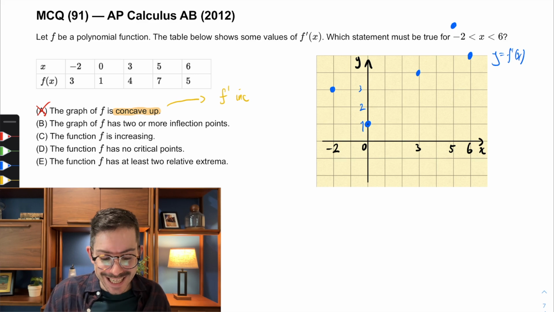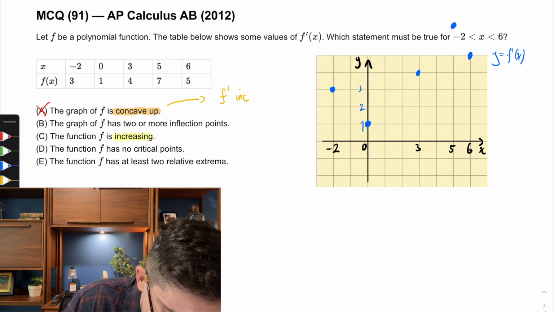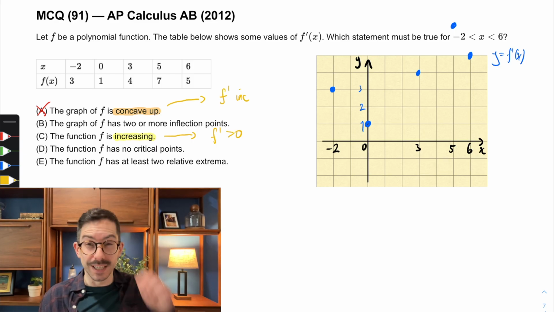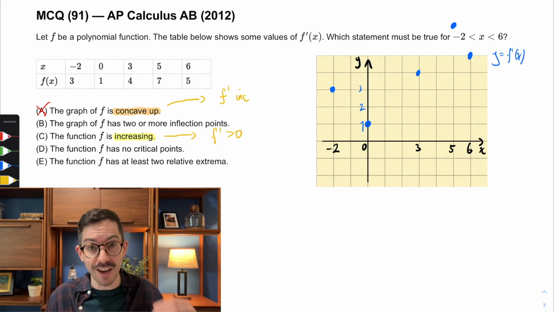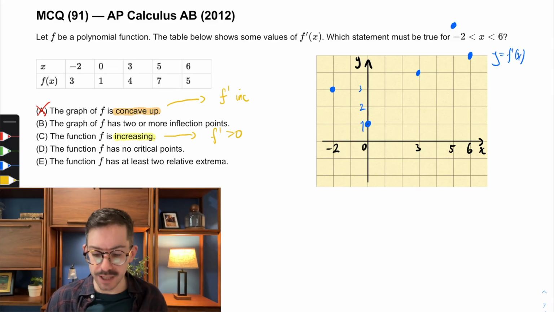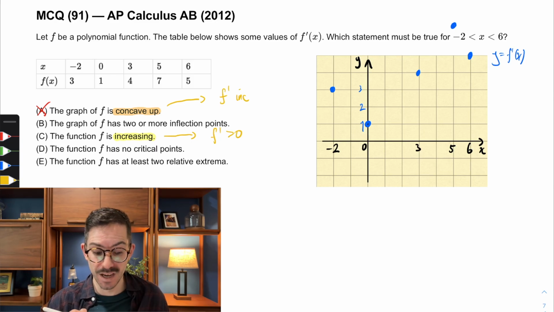Answer choice C says the function f is always increasing. If f is always increasing, that means that f prime should always be positive on this interval. The sign of f prime detects whether f is increasing or decreasing. And it looks plausible from these 5 data points, because they are all positive values of f prime.